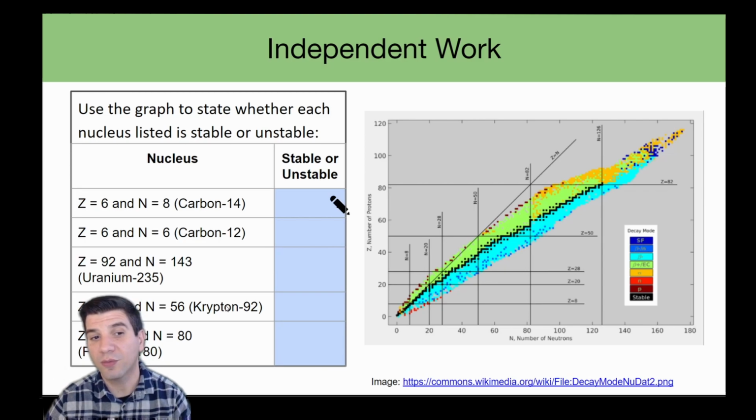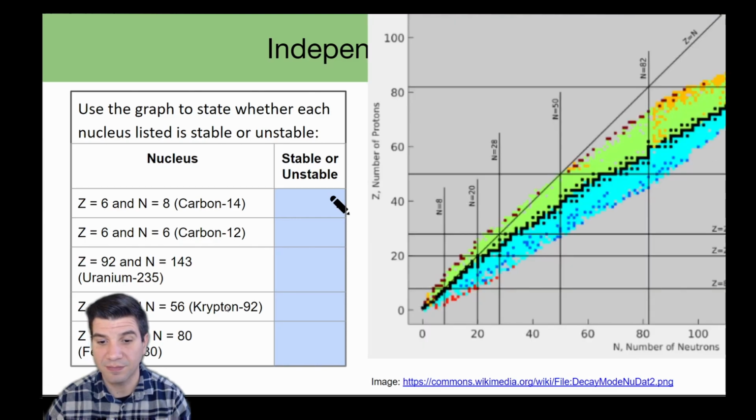Here it says use the graph to state whether each nucleus listed is stable or unstable. Let's do our first one. Z of 6, N of 8. This is for carbon 14.